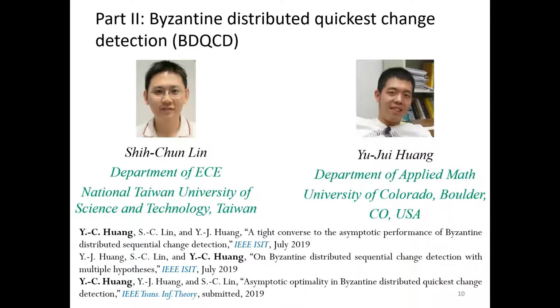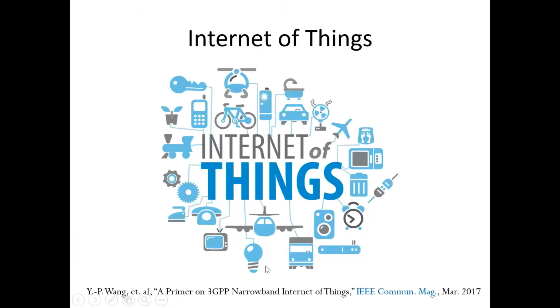All right, so now let's talk about the problem of Byzantine distributed QCD, and this part is based on these papers. Our main motivation here is that in IoT scenarios, those tasks are usually carried out by a bunch of distributed sensors, and the sensors are cheap and prone to be compromised. So that's the scenario.